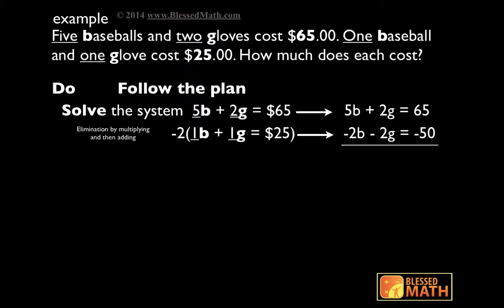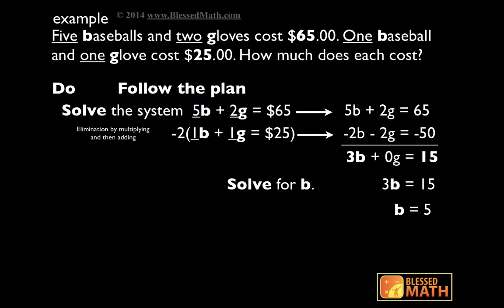Let's add them straight down. 5b plus -2b is 3b. 2g plus -2g is 0g's. And 65 plus -50 gives us a positive 15. So we have 3b plus 0g is equal to 15. Let's go ahead and solve for b now that we have no more g's. So we have 3b is equal to 15, and we're going to divide by 3 on both sides to eliminate the 3 multiplier in front of our b. And that's going to give us b is equal to 5.